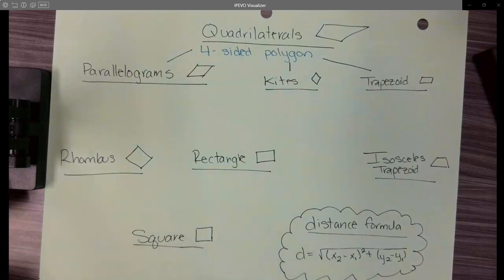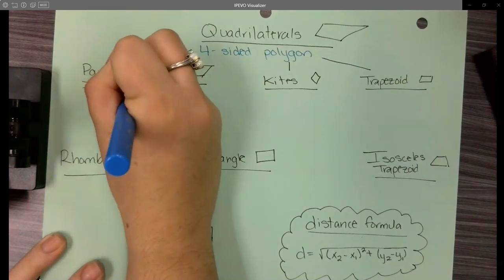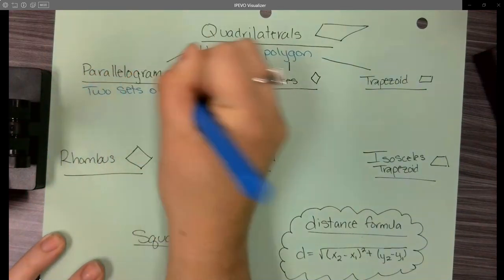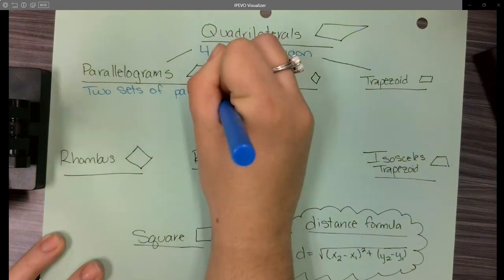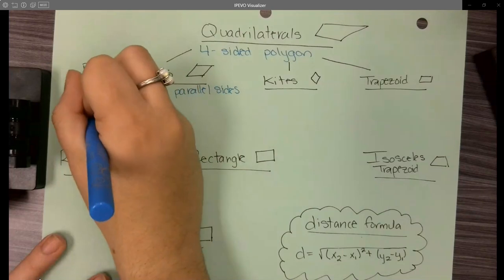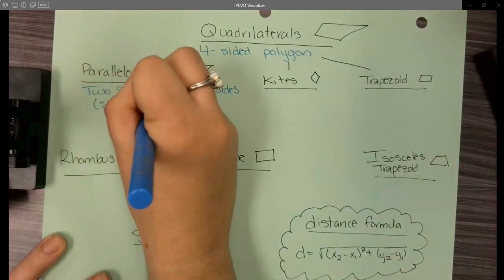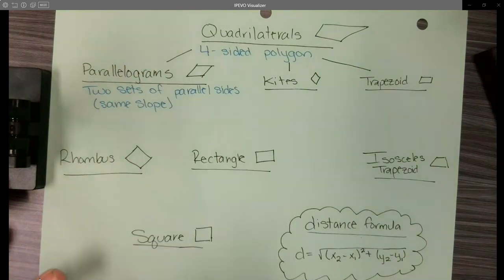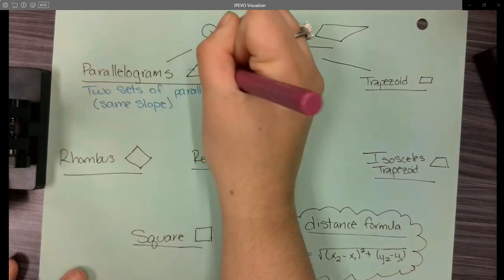Parallelograms have two sets of parallel sides. So if I'm looking at these on a coordinate plane, I would want to look for two sets of the same slope. And then I'm going to mark up my picture to show parallel sides. Remember, I do that with triangles or with arrows.